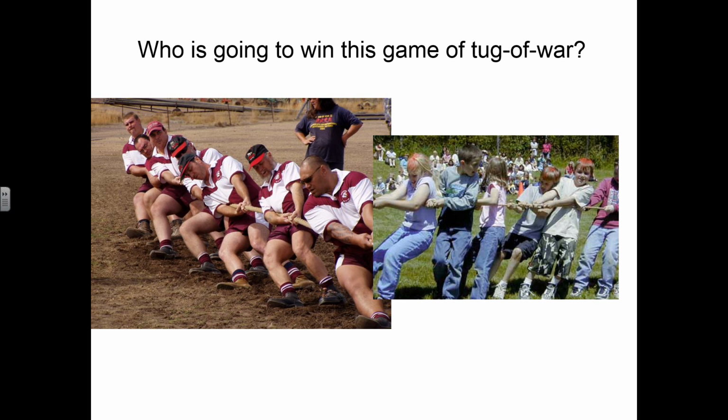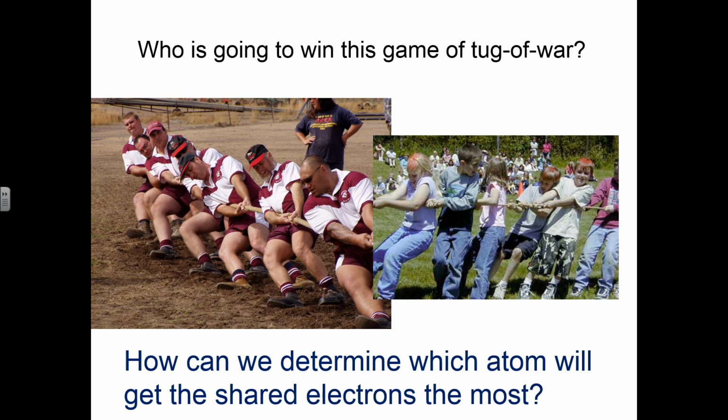All right, today we are talking about electronegativity. And what it's really all about is atoms that are bonded together and one of them is greedier than the other. So just like a tug of war. So we're going to talk about what it is about certain atoms that makes them greedier.